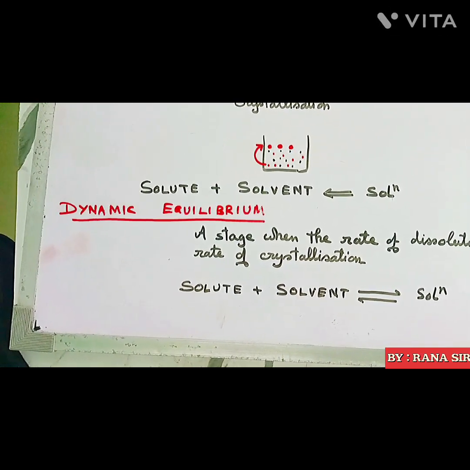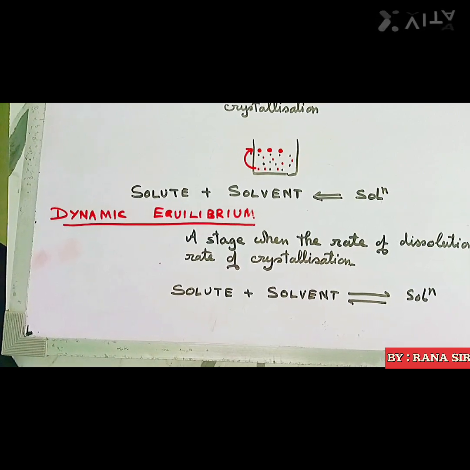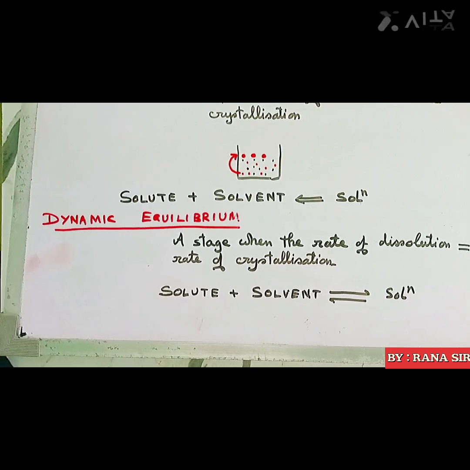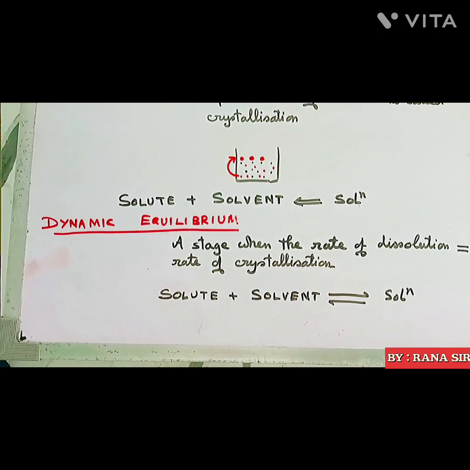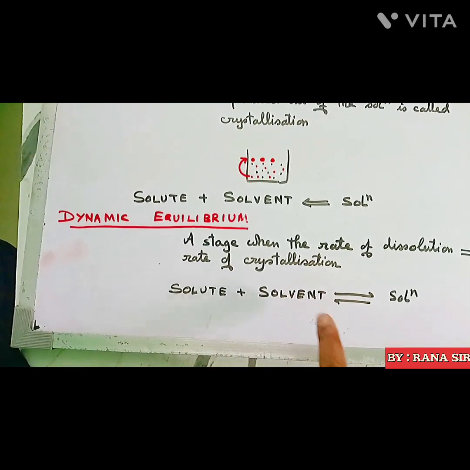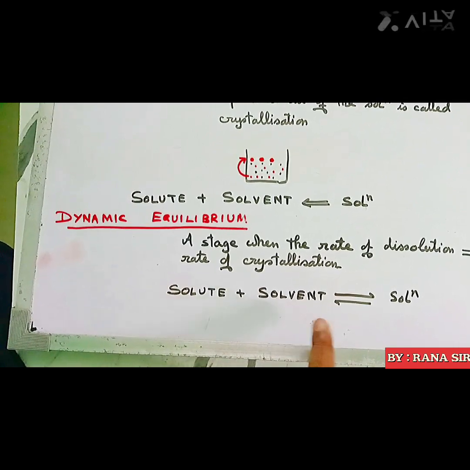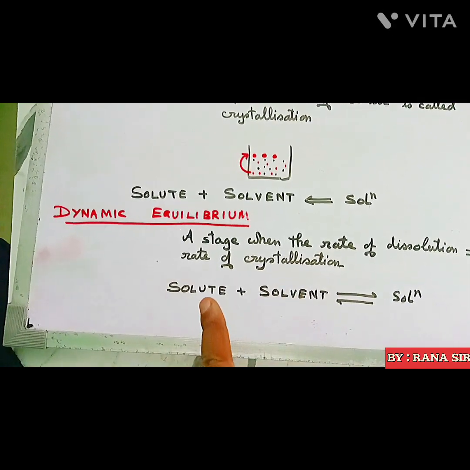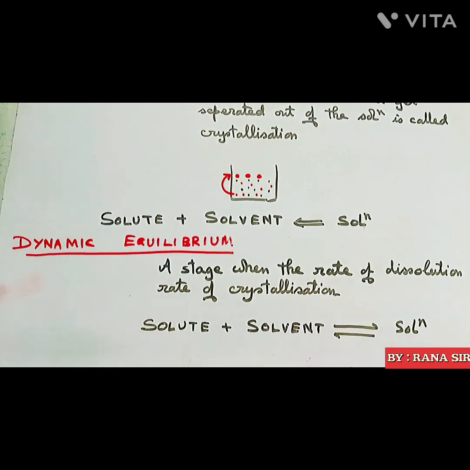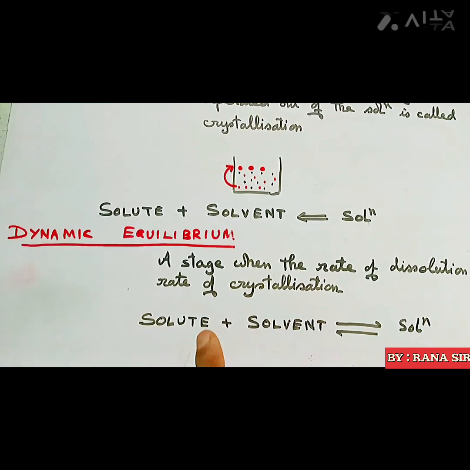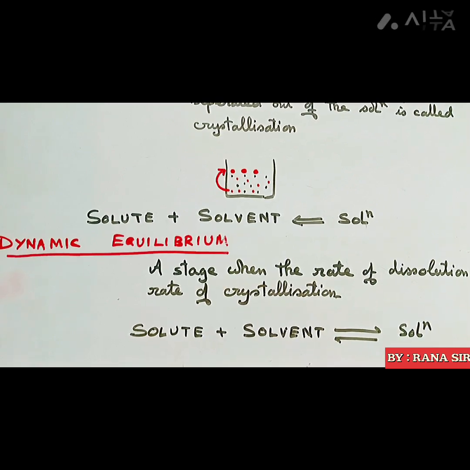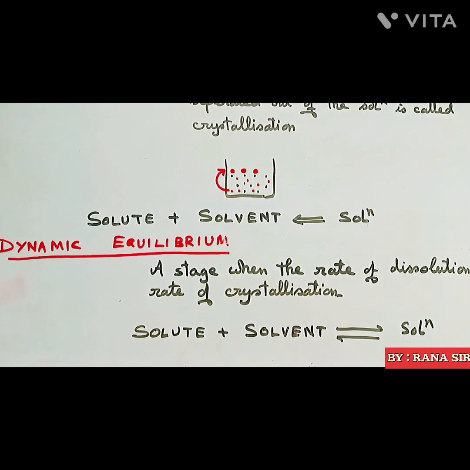What is dynamic equilibrium? A stage when the rate of dissolution equals the rate of crystallization. It is called dynamic equilibrium. So equilibrium is equality. The amount of solute dissolving in the solvent is equal to the amount of solute coming out from the solution. So the amount of crystallization equals the amount of dissolution. Such a state is known as dynamic equilibrium.